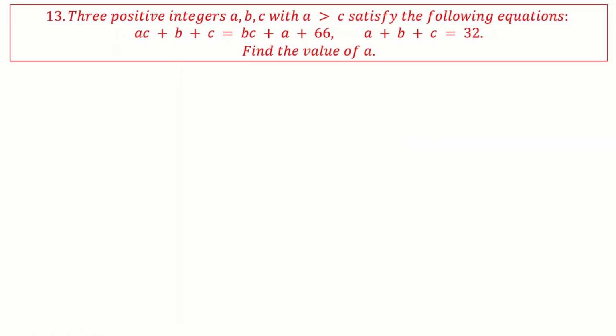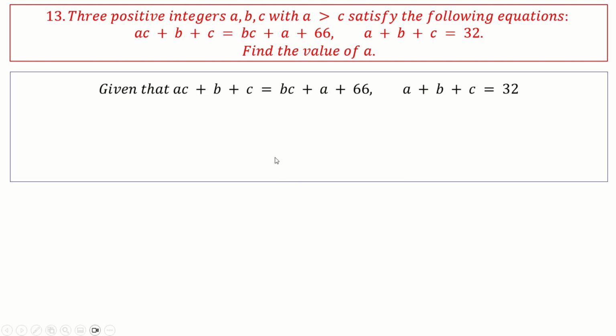Next problem. Three positive integers A, B, C, with A greater than C, satisfy the following equations. AC plus B plus C equals BC plus A plus 66, and A plus B plus C equals 32. Find the value of A. So this looks easy actually. Look at the first equation. Once you look at it, you will get the idea that we can get A minus B common, right? So let's go with that.